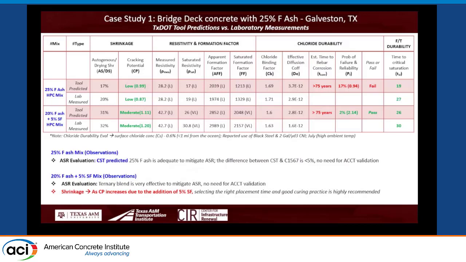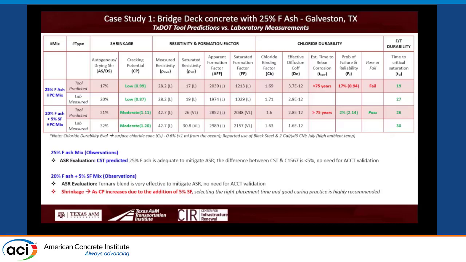Now we applied this to a real world application. This is interesting for everybody. You see here, this is the bridge deck concrete in Galveston, Texas. It's less than 1 mile from the ocean. They used a 25% FA mix. They called it HPC. And TxDOT asked, given the job, can you tell me whether it's an HPC or not? High performance concrete means what? High performance concrete doesn't mean a strength value. High performance concrete means it has to withstand the challenge of the environment in that particular area.